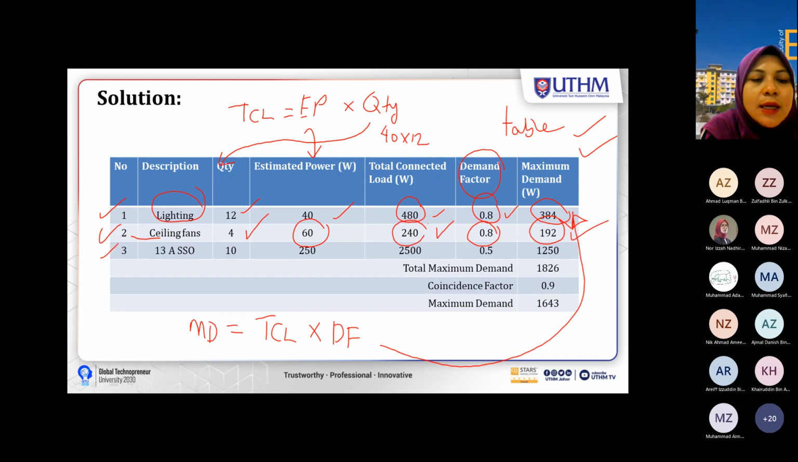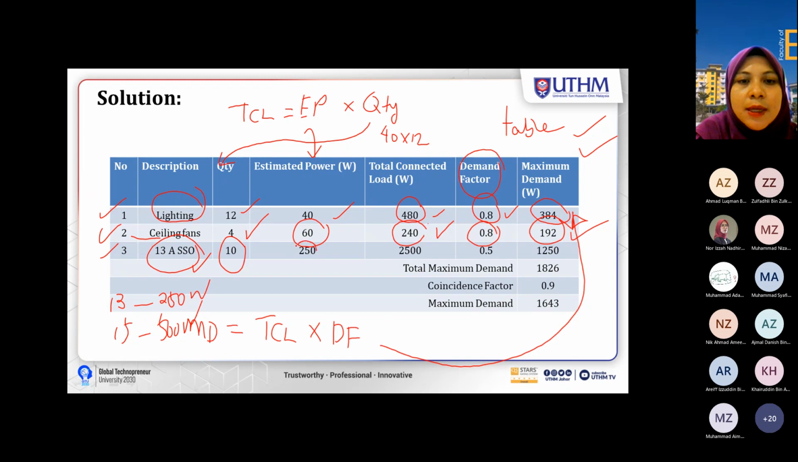And then the third is the SSO, 13 amps. Normally for 13 amps, the standard estimated power used is 250 watts. For aircon, normally it is 500 watts. So we have a quantity of 10 13 amp SSO and the estimated power is 250. You times these two, and you get 2,500 for the TCL. Then the demand factor we estimate about 0.5, so the maximum demand is 1,250.